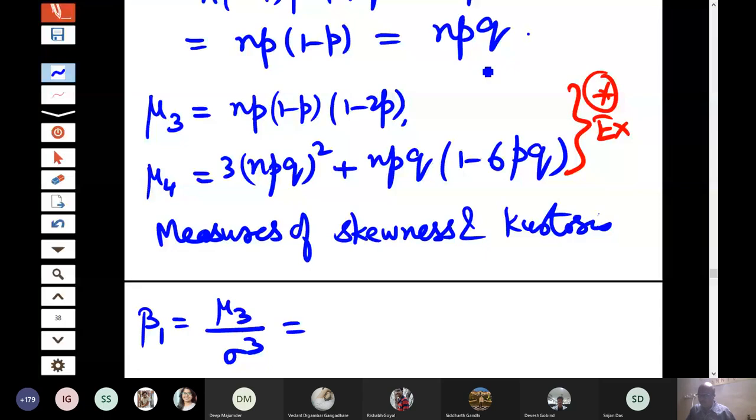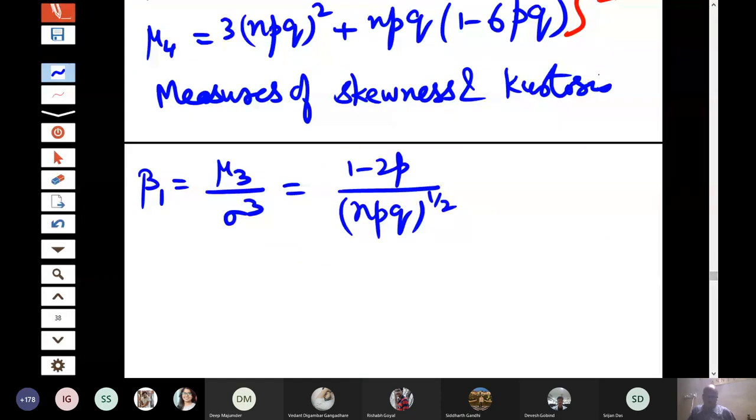So npq is sigma squared, so it becomes 1 minus 2p divided by npq to the power 3 by 2, so it will give me (1 minus 2p) divided by npq to the power half. Now let us see the interpretation from here, what I will get about the binomial distribution.